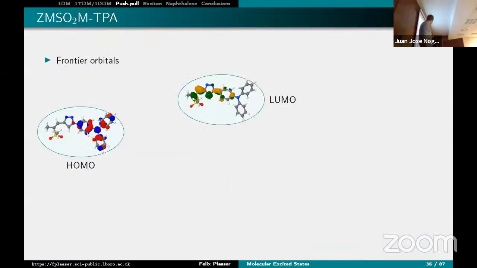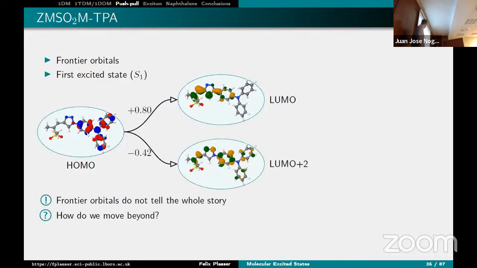So then we could try to answer why, and we can look at the frontier orbitals, the HOMO and the LUMO, but then we find out the first excited state is not only the HOMO-LUMO transition, but we also have the LUMO+2 involved. And that's the thing that I was trying to preach: frontier orbitals don't really tell the whole story, especially here, where we're asking the question, does the excited state go from here to this part, or does the excited state stay on this right part?